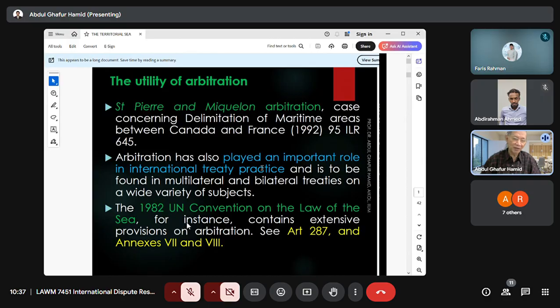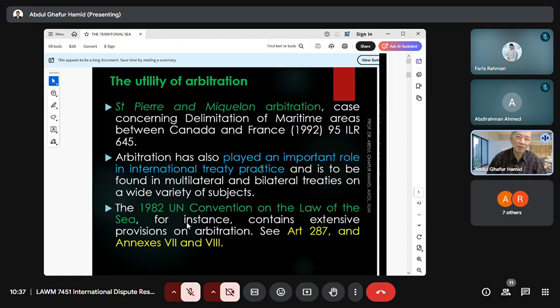And when we look at international treaties and conventions, we will find an important role of arbitration in bilateral as well as multilateral conventions. The best example is the 1982 United Nations Convention on the Law of the Sea. In the dispute settlement system of the Law of the Sea Convention, mainly Article 287, arbitration is given much preference.